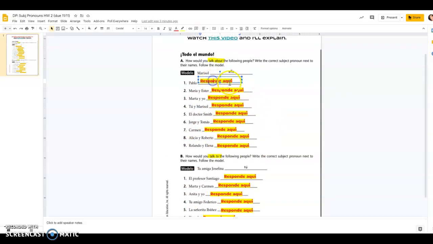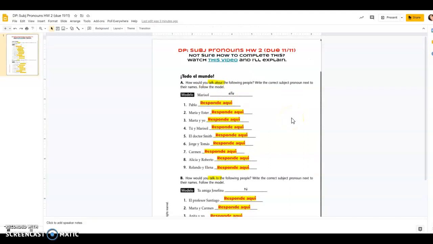When you fill this in, you're going to click in here. I would double click or triple click and get rid of all that and then start typing over it. Do not type after it. Okay, that's it. Subject pronouns homework 2. Easy peasy.